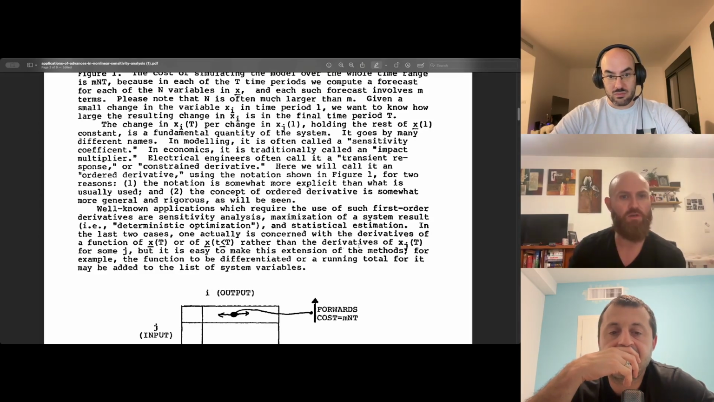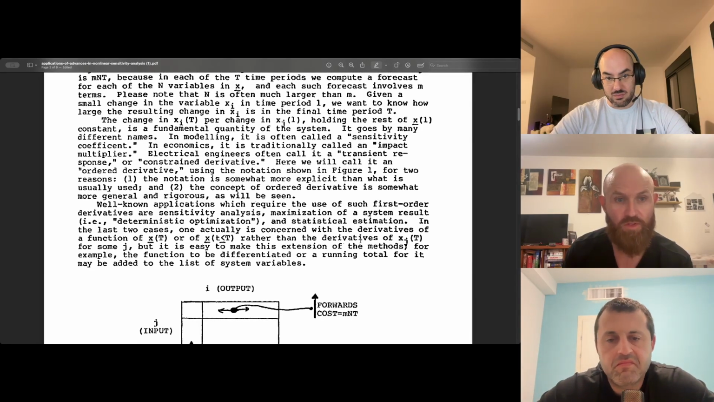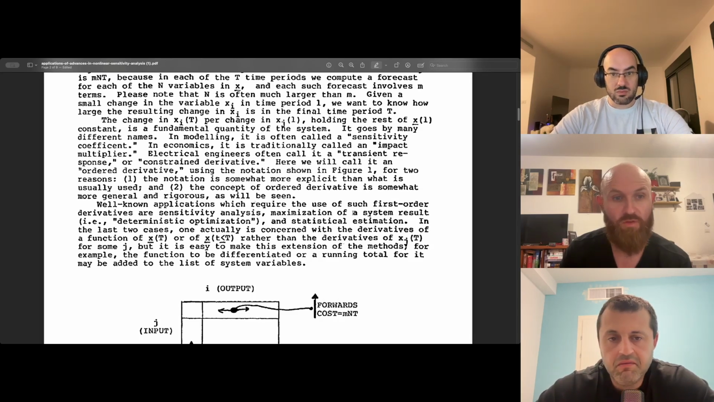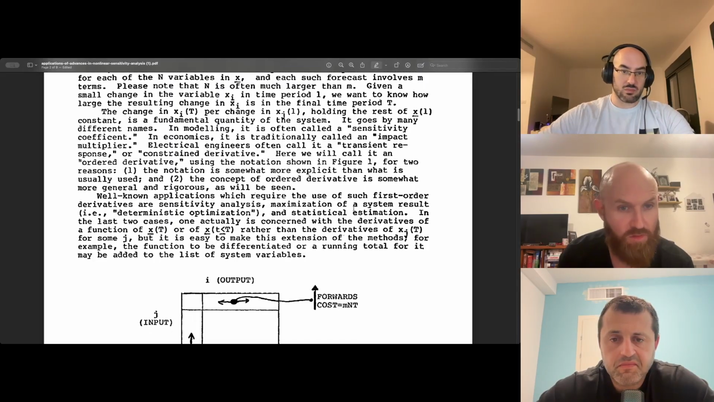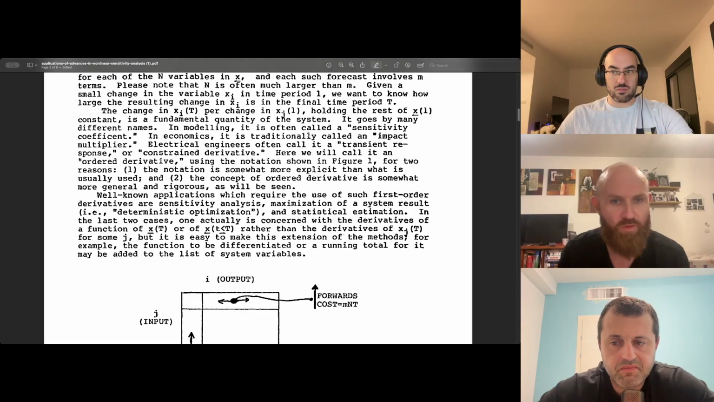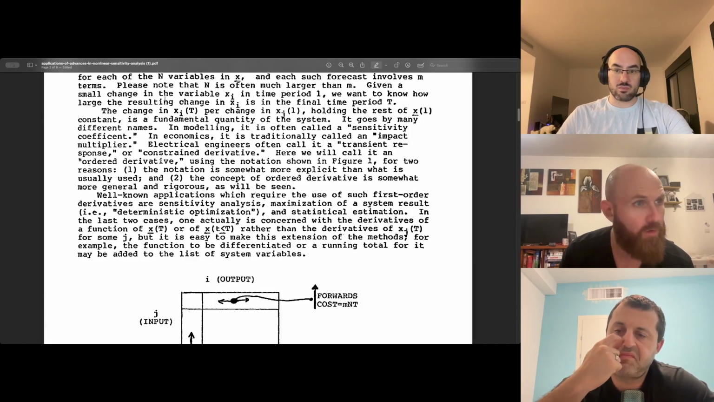First-order derivatives are sensitivity analysis, maximization of a system result. So he says here, i.e. deterministic optimization, so optimization problems, and statistical estimation. In the last two cases, one is actually concerned with the derivatives of a function of x of t or x of some time that is before t, rather than the derivatives of xj at t for any j. But he says you can generalize this concept.